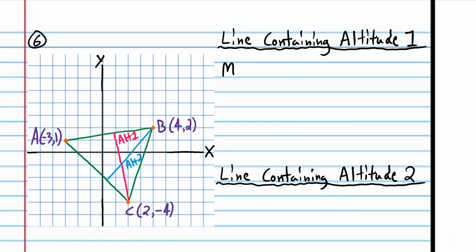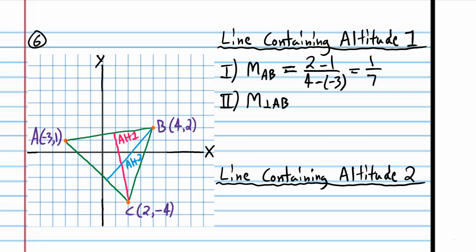So we have to find the slope of AB, the slope of the base segment. And that's going to be, using B as the second point, we have 2 minus 1 over 4 minus negative 3. And that's going to be 1 over 7. Then we're going to find the slope of the perpendicular line. So the slope of the perpendicular line is just going to be the negative reciprocal, so that would be negative 7, or the opposite reciprocal.